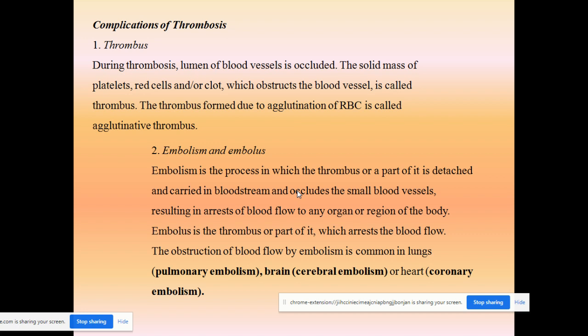Okay, if the blood vessel in the leg is blocked by clot formation, the blood flow to the leg will not be proper. Then any wound that happens in the leg will not heal. The healing properties of the blood will not reach it correctly. So healing will not happen. So the embolus is the thrombus or part of it which circulates in the bloodstream and goes and blocks some other blood vessel of some other organ and arrests the blood flow.